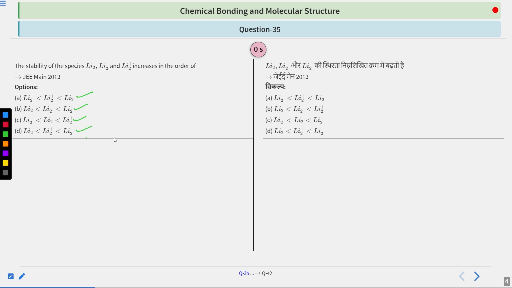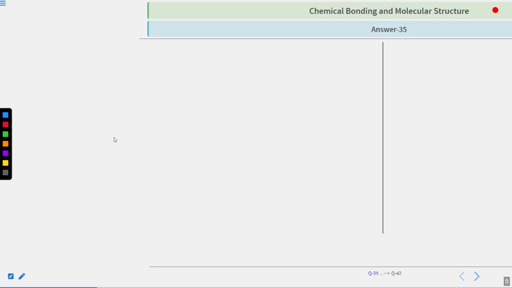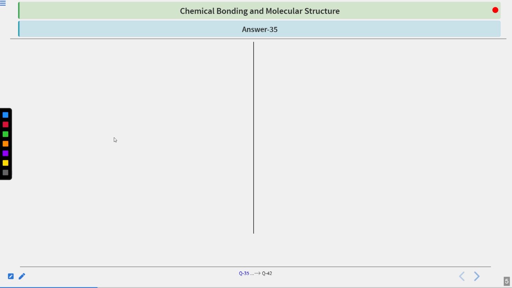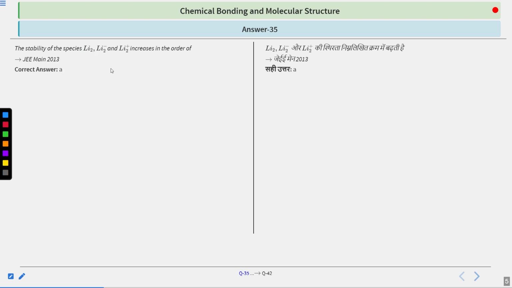Now let us look at the solution. First of all, we have to understand the question. The question is very simple. We are taking a diatomic molecule of lithium and just changing charges, and accordingly the number of electrons will also change. On changing the number of electrons, we have to look at the stability. The correct answer is A. So for those who have solved, it is A.